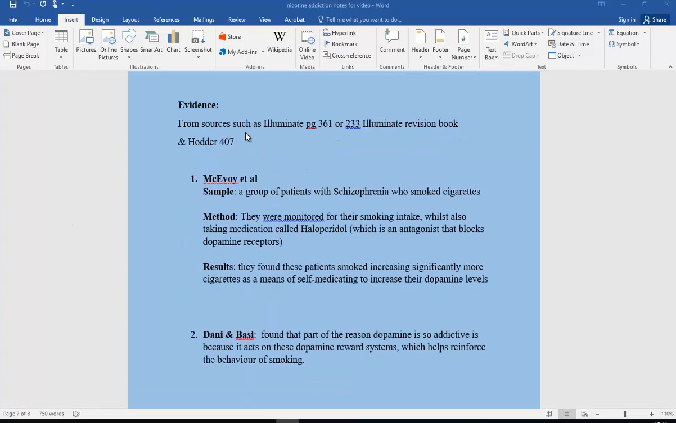Okay, a little bit of evidence to support this model. We've got different studies here. McAvoy, for example, studied a group of patients with schizophrenia who smoked cigarettes. Method: they were monitored for their smoking intake whilst they were taking a medication called haloperidol, which is an antagonist that blocks the dopamine receptors. And the results were that these patients smoked significantly more cigarettes, really as a means of self-medicating to increase their dopamine levels. And that's what made them realise that dopamine was instrumental in this. And we have another piece of research there you can look at as well.